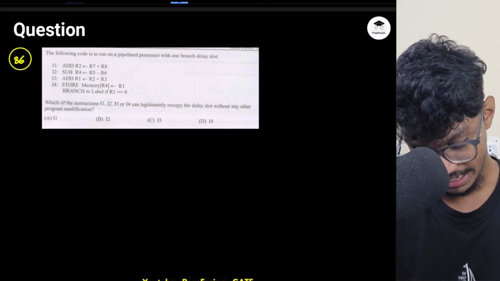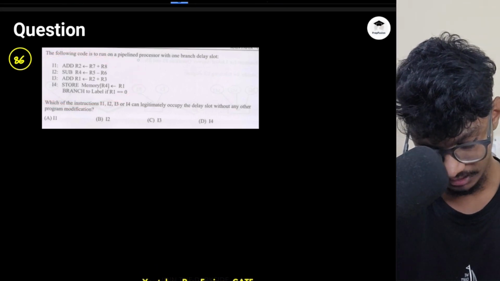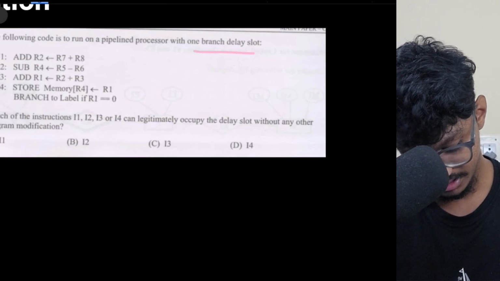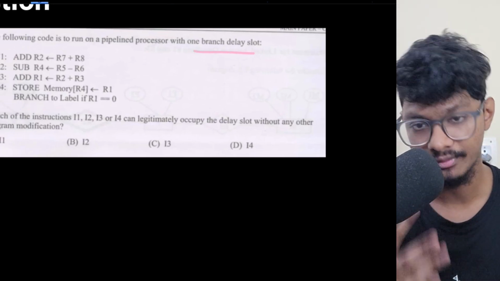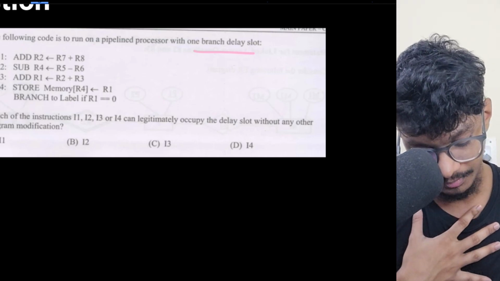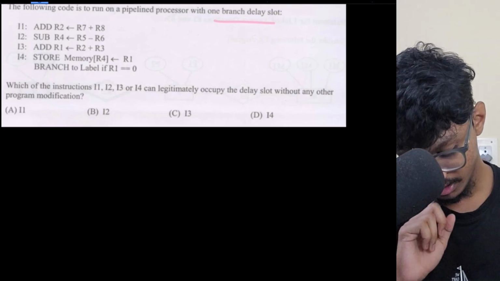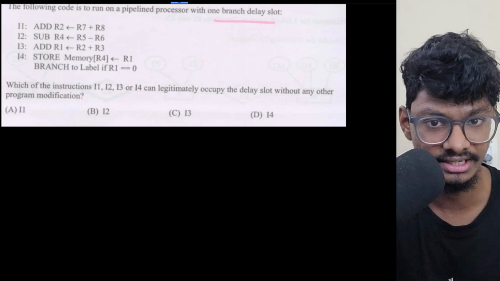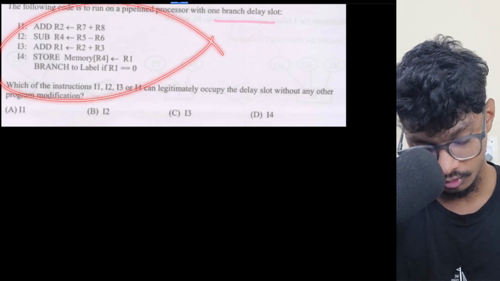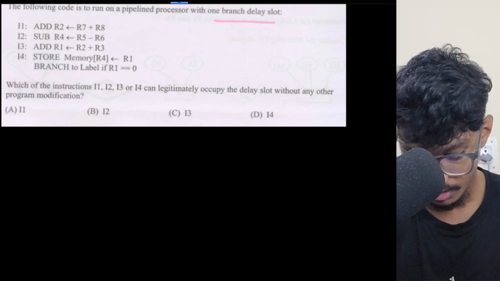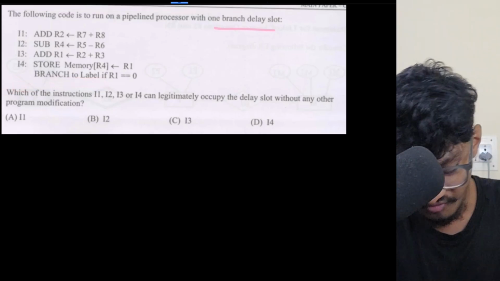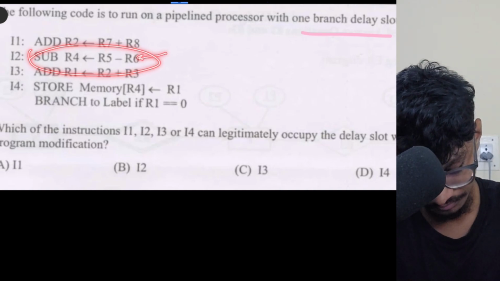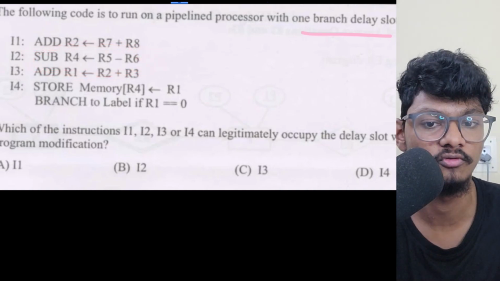In the next question, we have a code and it is run on a pipeline processor, and I have an extra branch delay slot. These were old questions, that's why the language is not clear. I will explain. I have an extra branch delay slot here. What they're asking is, which of the instructions can actually occupy the delay slot? Where should I place the delay slot for this code to function without any modification? If you tell me I will place the delay slot here, at I2, will that be beneficial for me or not?